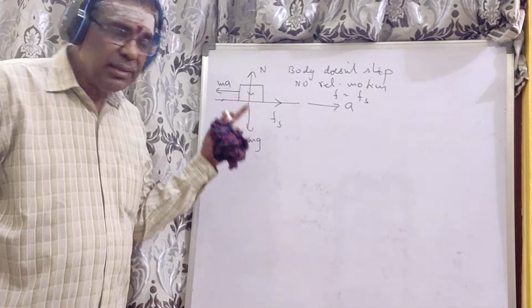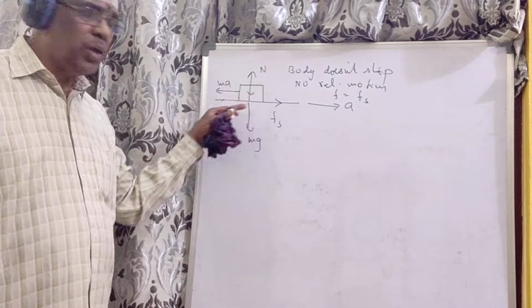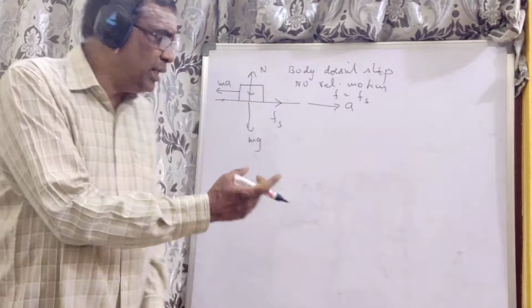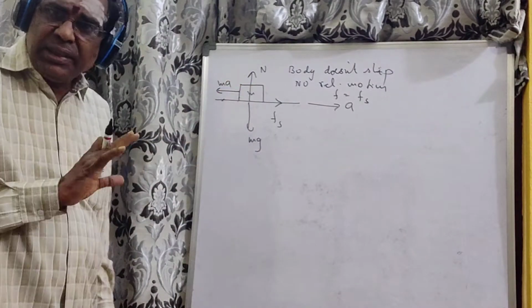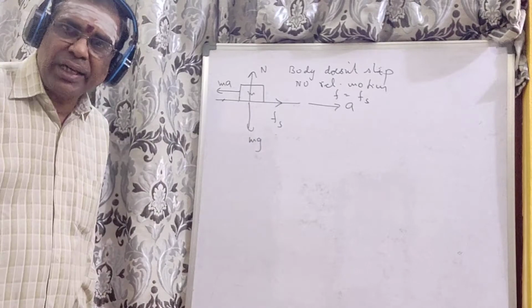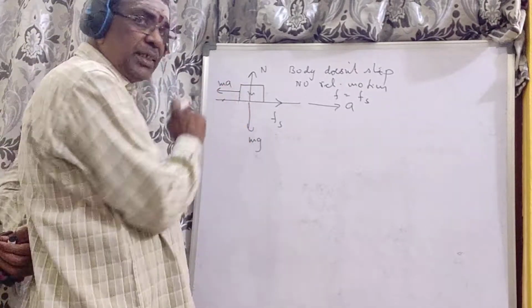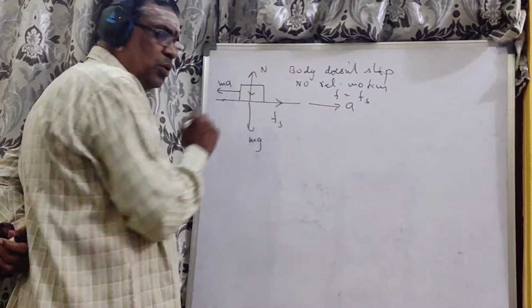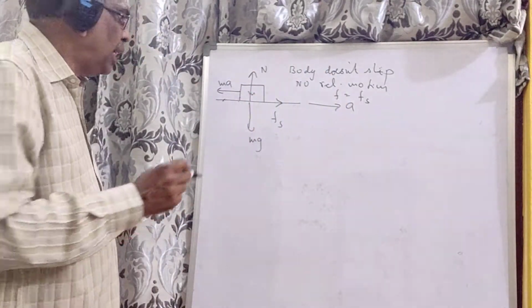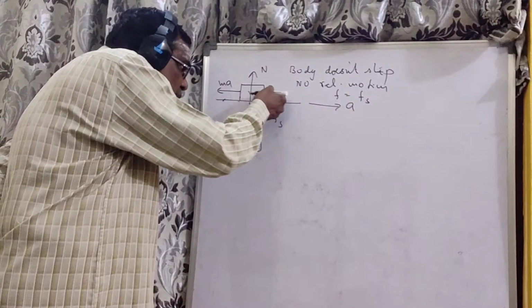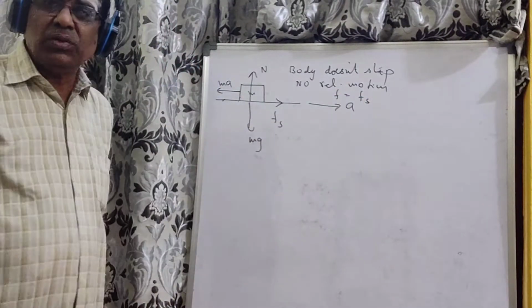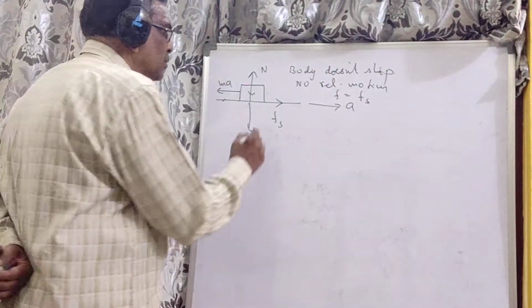Is this clear? When I'm having a body placed on a surface, and the surface is accelerating with A, and the body is not slipping at all. In such a case, if it is not slipping relative to the surface, that frictional force is static. It tends to slip in one direction, and therefore the frictional force is in the opposite direction.